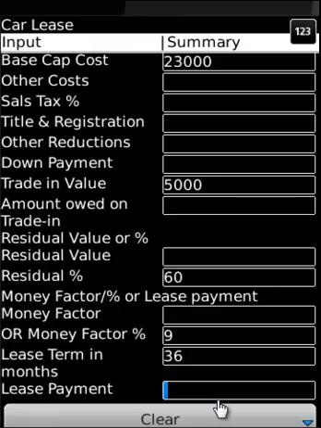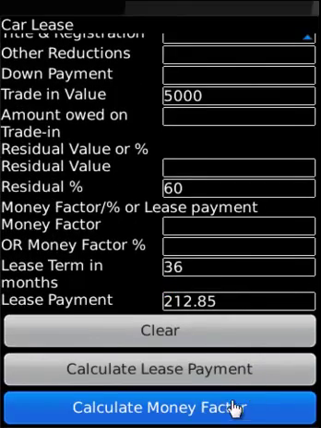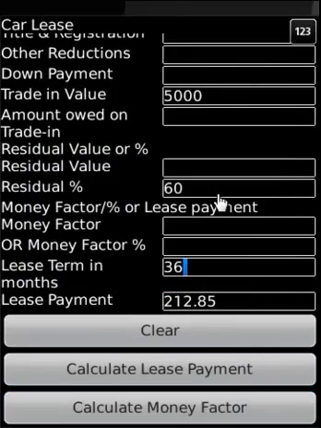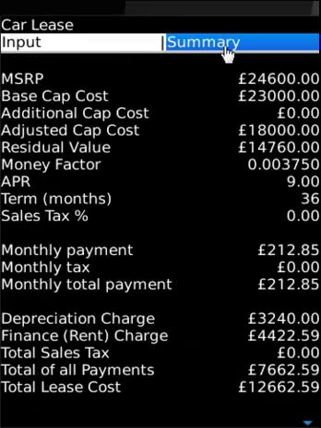So now let us say we know the lease payment. We would like to understand what is the interest that we are being charged, or money factor we are charged on. Okay, so that's what we received, 9%.